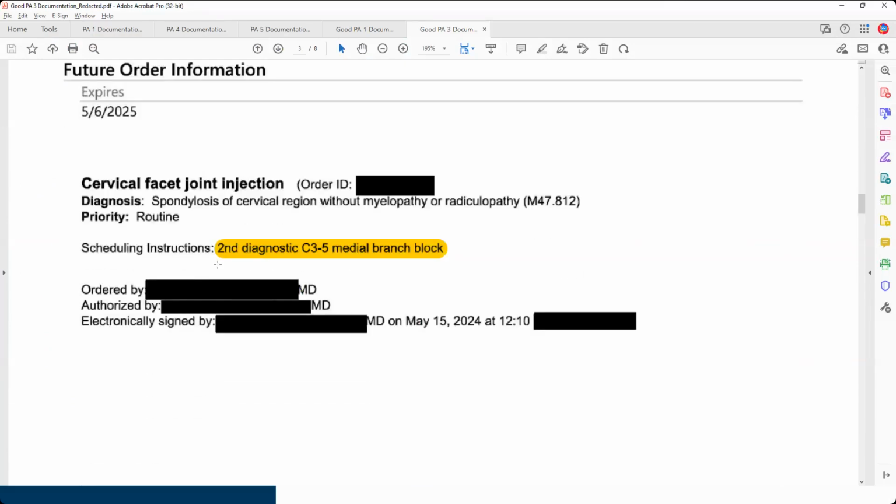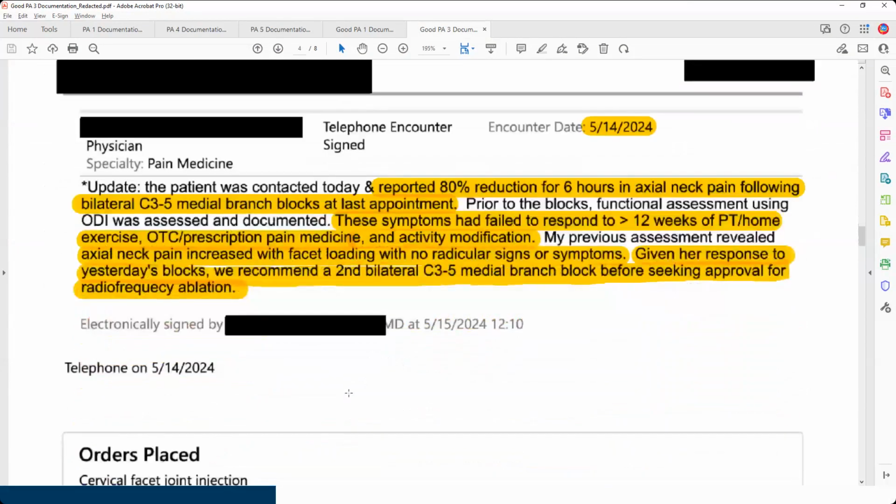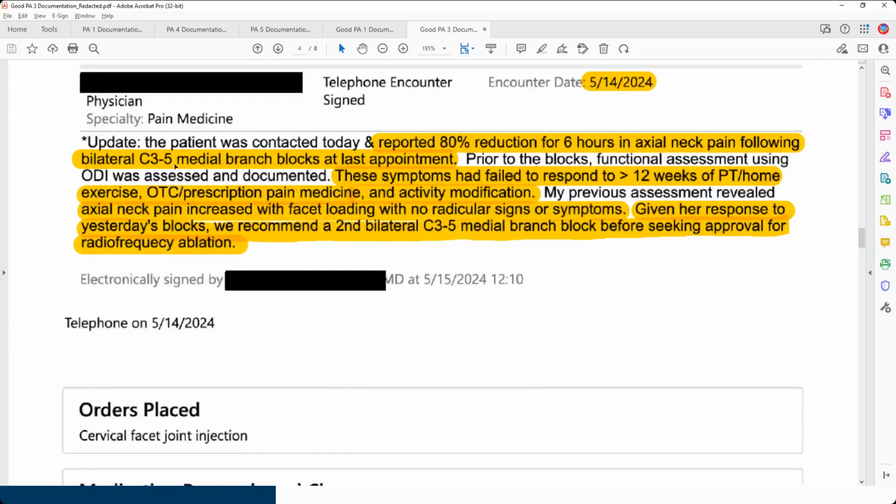So again, as we scroll down into the documentation, their scheduling instructions, again, already told their schedulers that's what they're planning, the second diagnostic at C3 to C5, and they're planning the medial branch block. All right, so this is information on an update after the patient's first block. So the patient was contacted. That patient did report 80% reduction for 6 hours in the axial pain after the first block at the areas of C3, 4, and 5 via medial branch block from their last appointment.